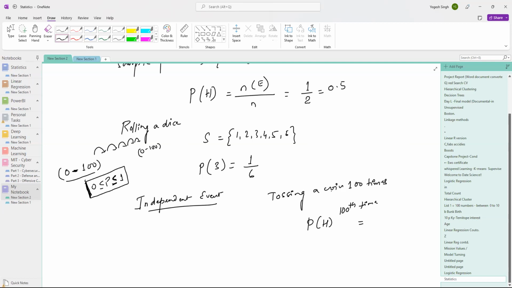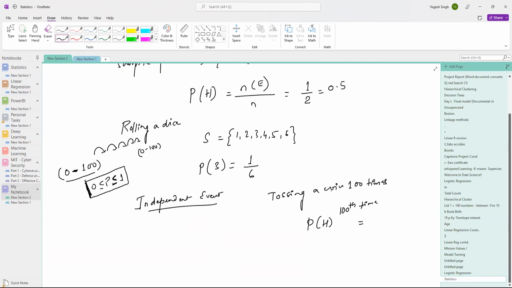Even if you toss a coin at the 100th time, you will get the same probability. The chances of getting a head will still be 1/2. Correct. Even if you are tossing the coin for the 100th time. Yes. So even if I am tossing 100 times, Uma gave the answer, but she got confused about what happens at the 100th time.